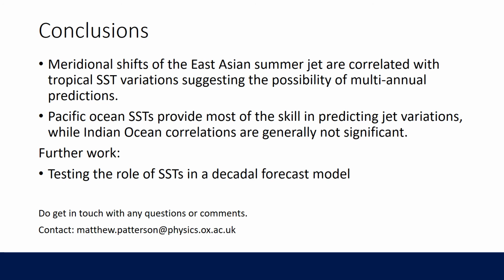To sum up, meridional East Asian jet variability on a multi-year timescale is correlated with tropical SST variability, suggesting that there is potential for predictability provided that the SSTs themselves can be skillfully predicted. Most of this skill comes from the Pacific, while the Indian Ocean is generally not so important in the pre-industrial control runs. That is not to say that the Indian Ocean may not be important when considering forced variability.